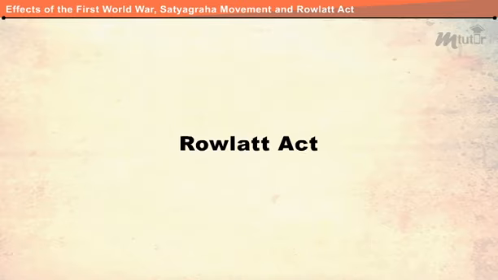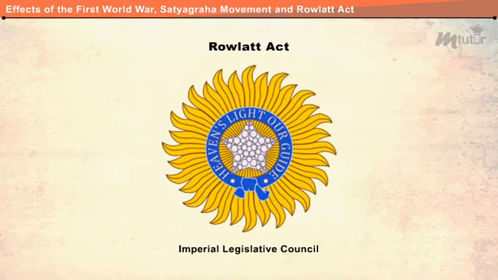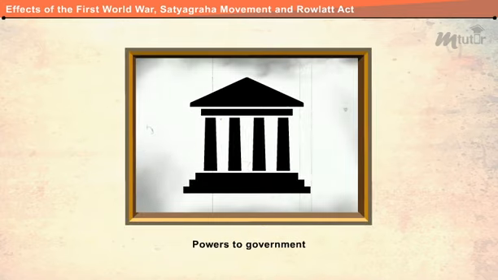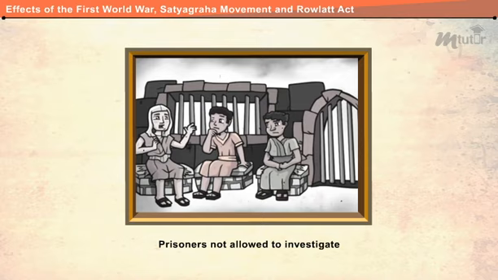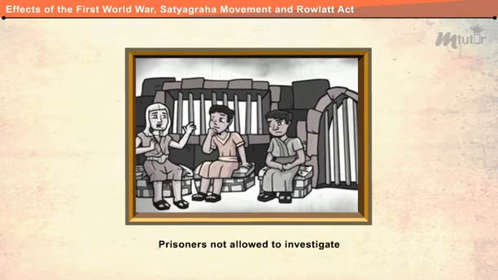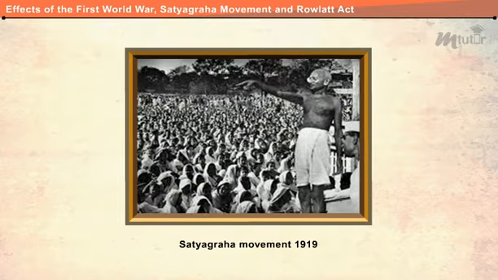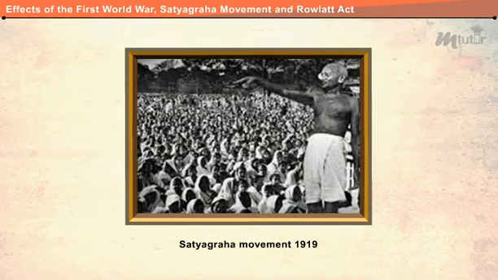Now, let's learn about the Rowlatt Act. The Rowlatt Act was passed through the Imperial Legislative Council, despite the Indian members' opposition. The act gave more powers to the government to put an end to political activities. Political prisoners could be detained without trial for 2 years. Mahatma Gandhi found this totally unfair and started a protest on 6 April 1919. In 1919, Gandhiji decided to start a Satyagraha movement against the Rowlatt Act.